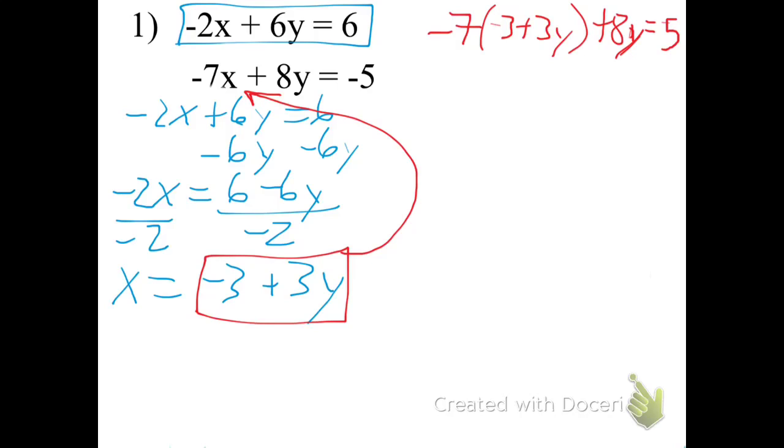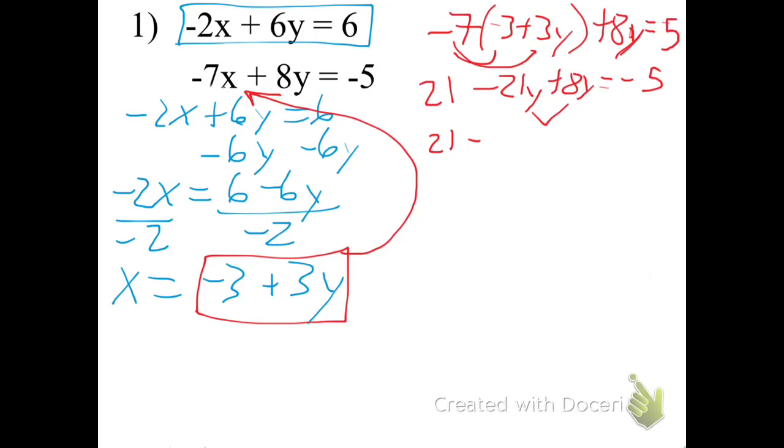Okay, so now I can start solving for y. I gotta distribute my -7. -7 times -3 gives you positive 21. -7 times positive 3y gives me -21y. And I have to add 8y, and that's going to give me -5 still on the right side. Combine like terms. The y's combine. I'm going to get 21 minus 21y plus 8y.